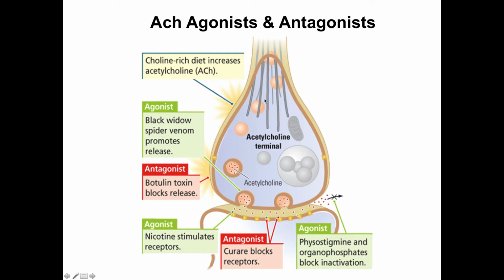Okay, so here we have them again. Black widow spider venom promotes the release of acetylcholine, so it's an agonist. And then botulinum toxin blocks the release, so it's an antagonist. Nicotine stimulates the receptors, so it's an agonist. Curare blocks the receptors, so it's an antagonist. And physostigmine and organophosphates block inactivation, so they're agonists because they keep the neurotransmitter in the cleft.